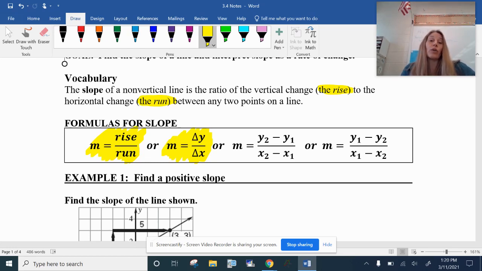Now, that can relate to a graph, like on a coordinate plane. It can also relate to things like miles per gallon, the change in miles over the change in gallons, or dollars per hour, the change in the amount of money made over the change of hours. So while this is useful for graphing, it's also useful for finding our unit rates and things like that we did in the last chapter.